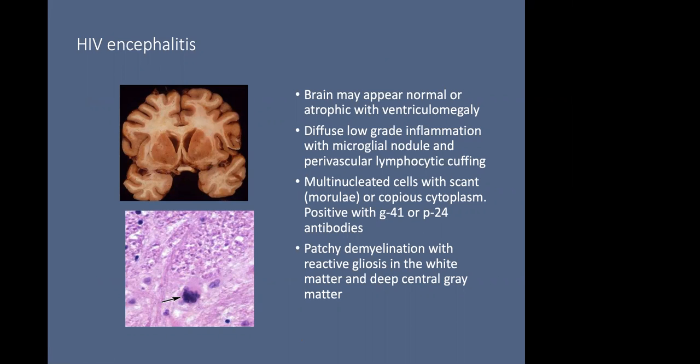And it's an encephalitis. So usually, as we saw before, you see low-grade inflammation in the brain with microglial nodules and perivascular lymphocytic cuffing as usual. But HIV is very significant because, in addition to those patterns, it produces scattered large multinucleated giant cells. And if you do immunostain for HIV glycoprotein 41 antibodies, they will light up.